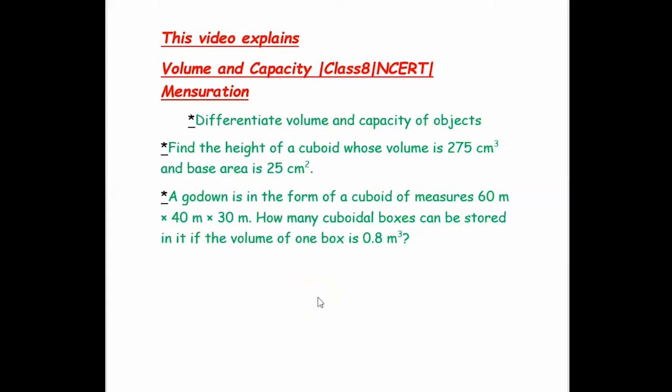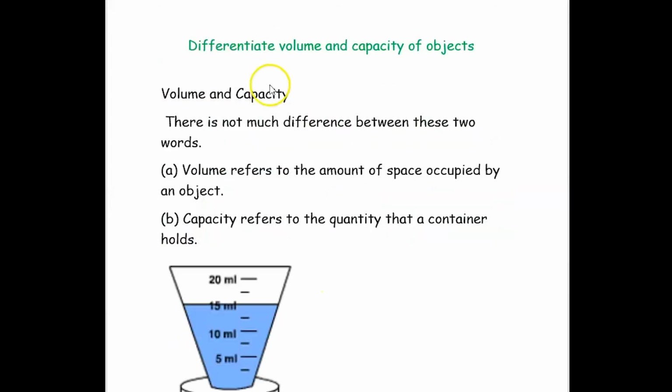In this video, we are going to see about volume and capacity of different objects with examples. Our first question is: differentiate volume and capacity of objects. So we'll see what is volume and what is capacity of an object. There is not much difference between these two words, volume and capacity.